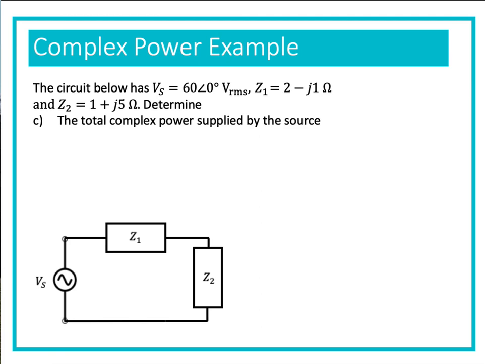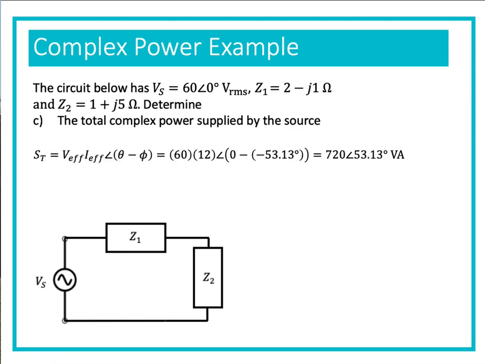So, in order to find that value, we just take V effective times I effective, at an angle of their phase difference. So the effective values of voltage and current are 60 times 12, and that gives us 720 for the magnitude. And then for the phase angle, we take theta minus phi. So theta would be the phase angle for the voltage, and phi would be the phase angle for the current. And when we take 0 minus negative 53.13, we get a positive phase angle. This positive phase angle indicates the power factor is lagging. Now, you know that that phase angle came from the impedance, and the impedance was inductive.